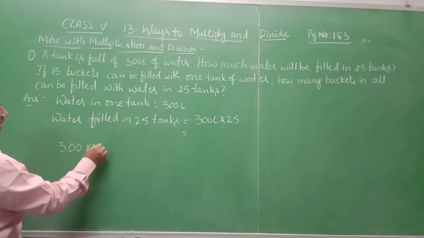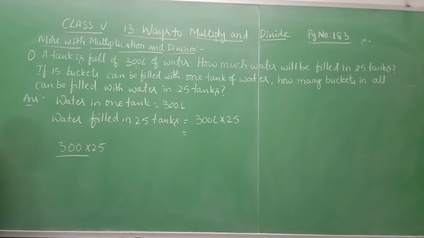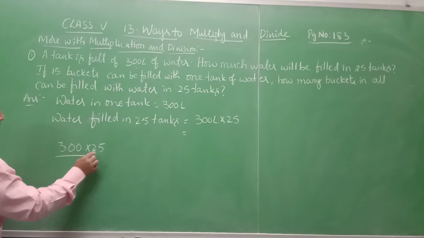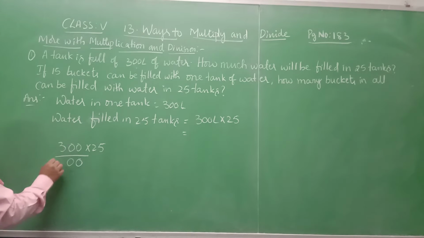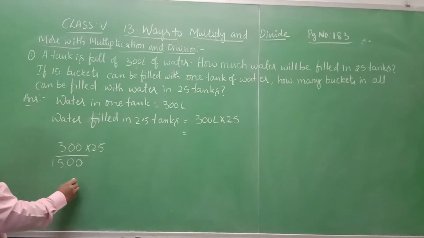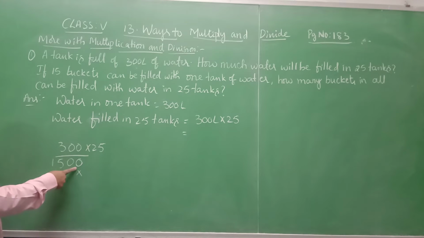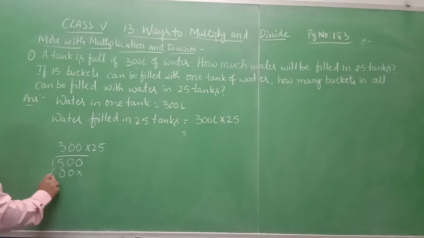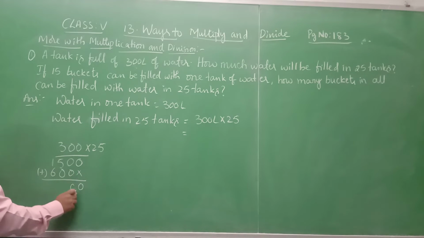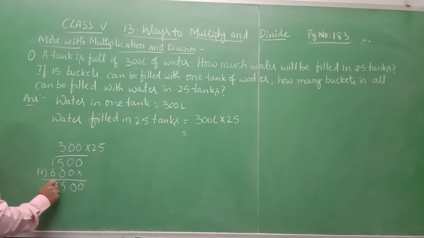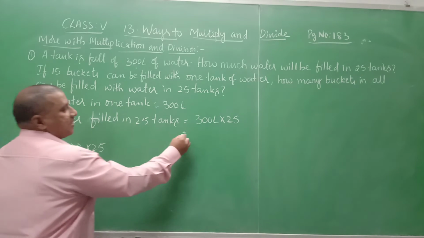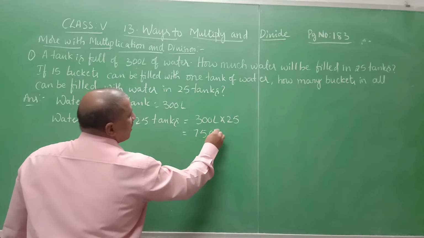300 into 25. So first multiply with 5. 5 zeros are 0. 5 zeros are 0. 5 threes are 15. Next we are multiplying the second digit. So leave the first digit and start with the second digit. 2 zeros are 0. 2 zeros are 0. 2 threes are 6. Now add both. So what do we get? 0 plus 0, 0. 5, 1 plus 6, it is 7. How much is it? 7,500 liters.